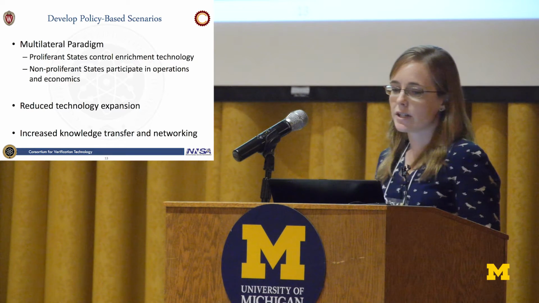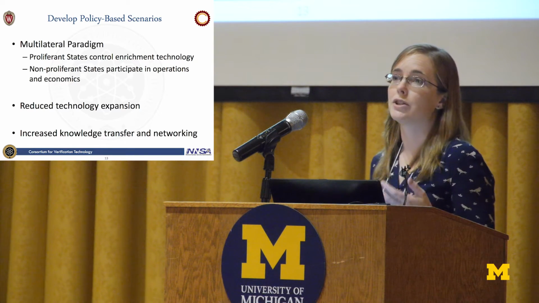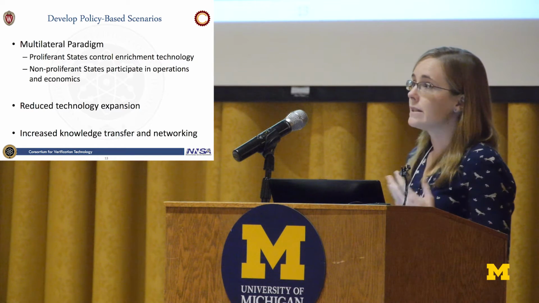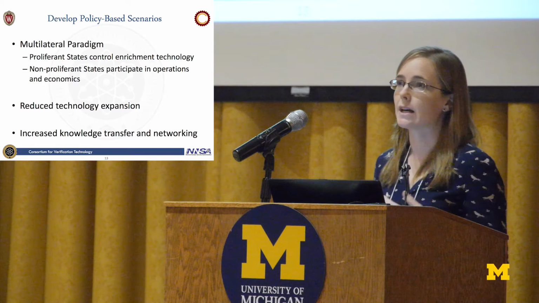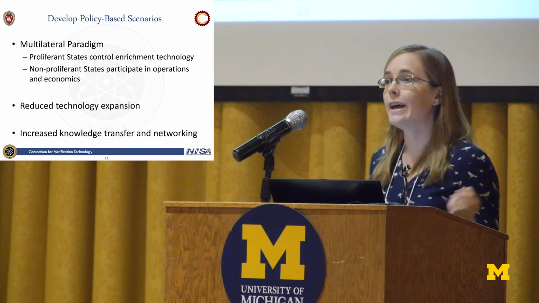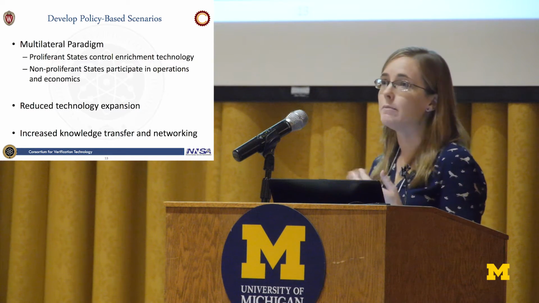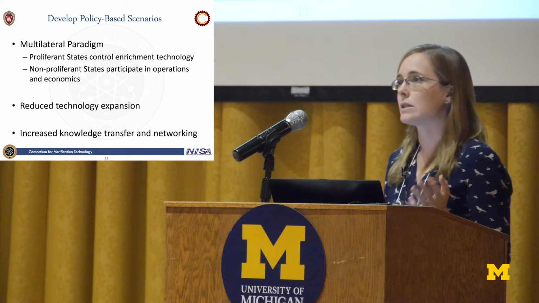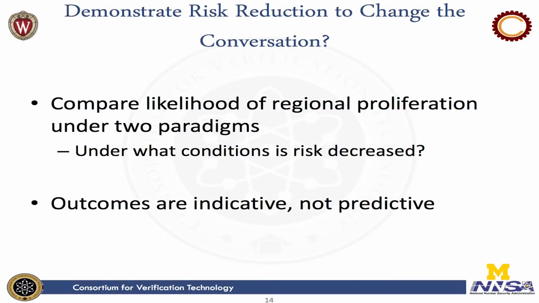Now, the major advantage to this type of scenario is that we reduce the proliferation of enrichment technology. But the disadvantage, the drawback that people argue about, is that this may actually increase the scientific network. By taking a bunch of scientists from countries that don't have enrichment and putting them in an enrichment facility with scientists who know how it works, you may be developing those connections. And so it's not clear a priori that this would actually reduce proliferation risk.